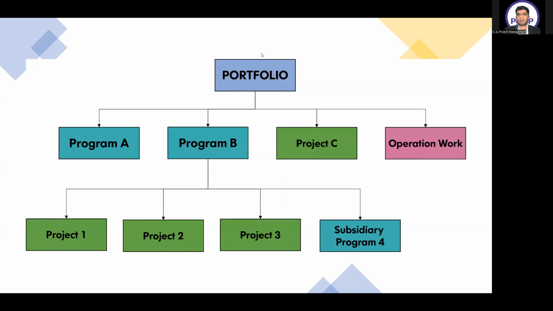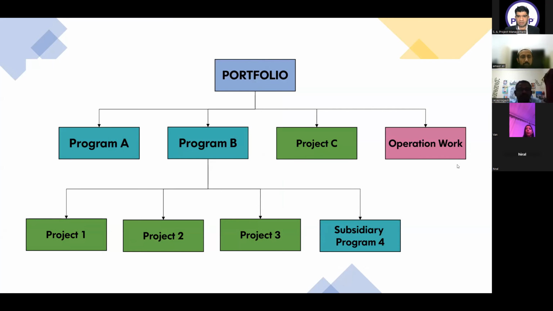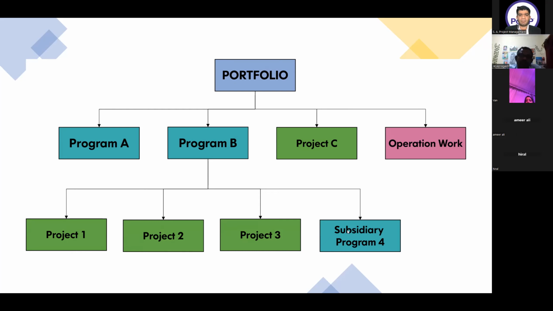So starting with the thing, what is a program? Can anyone tell me what you feel about the program? Anyone, please raise your hands. Yes, please, Amir sir. Group of projects. Okay. So starting with the definition of program, a program is something which can have components. The component can be a project or a subsidiary program, but the key characteristics of these components is that they all must be interdependent, interrelated, and time-bound.